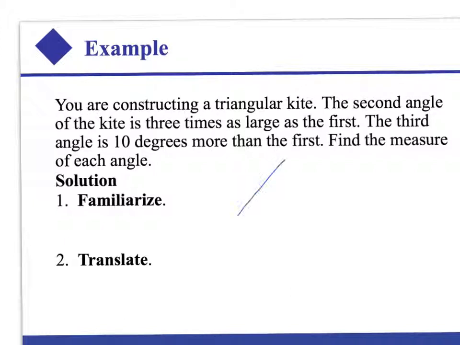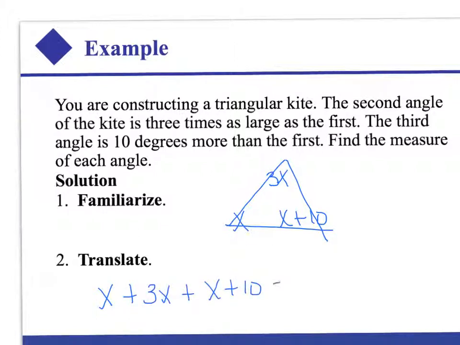So I'm going to draw me a diagram, and I'm going to say the first one is x. Then it said that the second one is 3 times as much as the first one, and then the third one is x plus 10. Now, do y'all remember how many degrees are in a triangle? There are 180 degrees total in a triangle. So if we set up an equation, you have x, that's the first angle, plus the second angle, which is 3x, plus the last angle, which is x plus 10, equals 180 degrees.